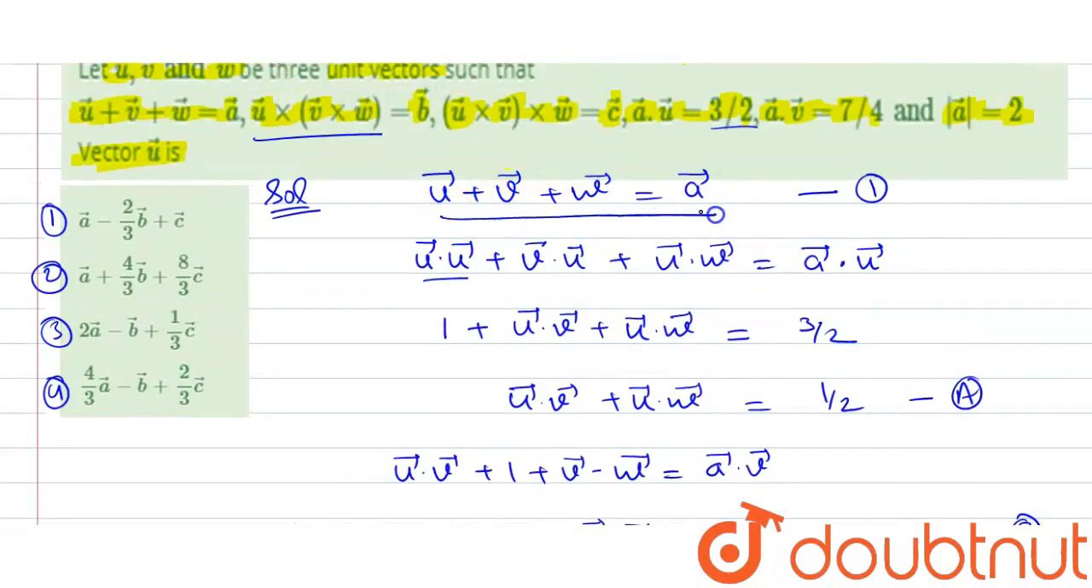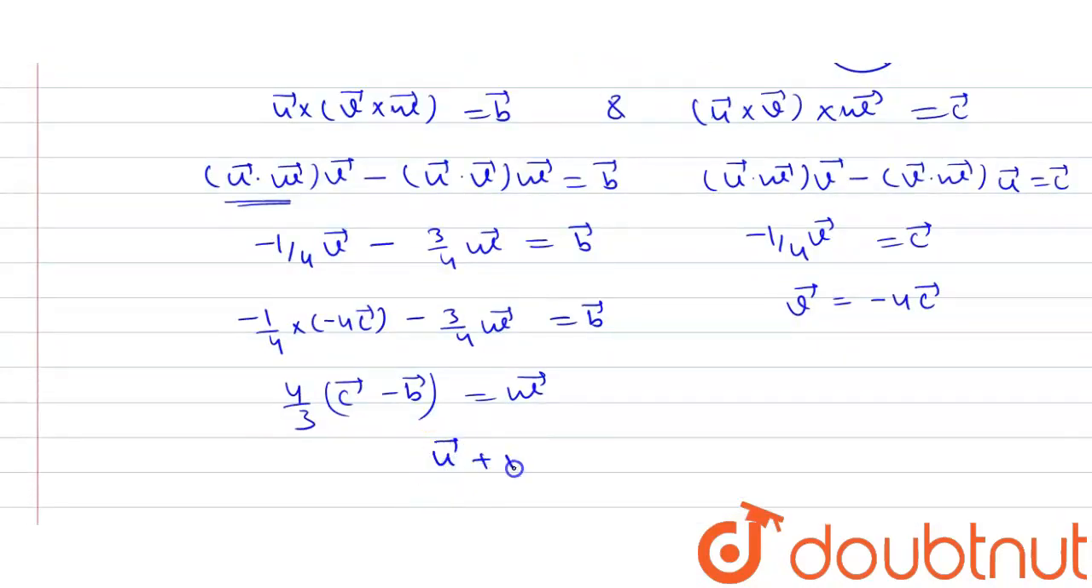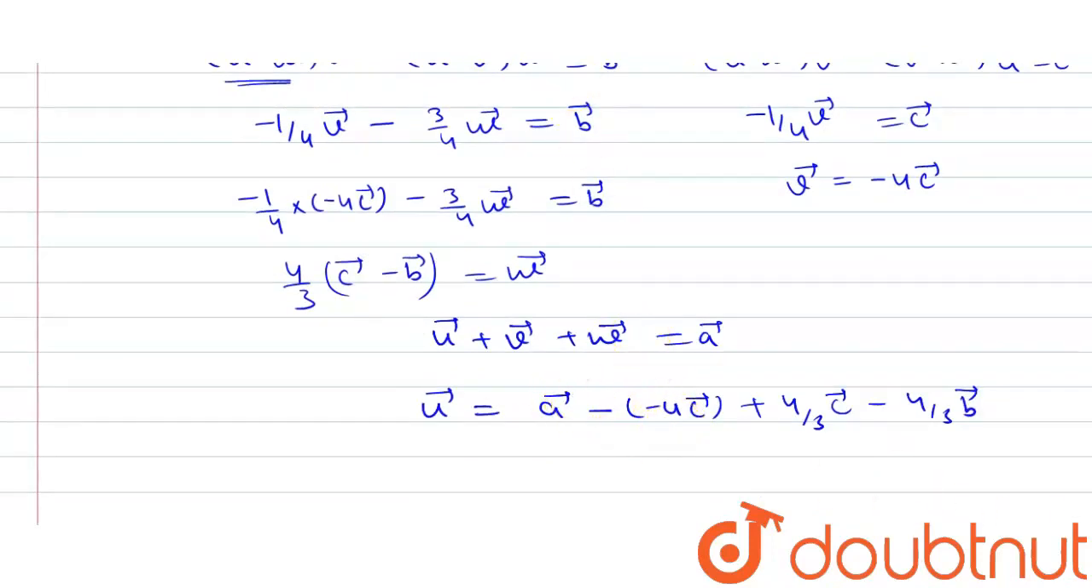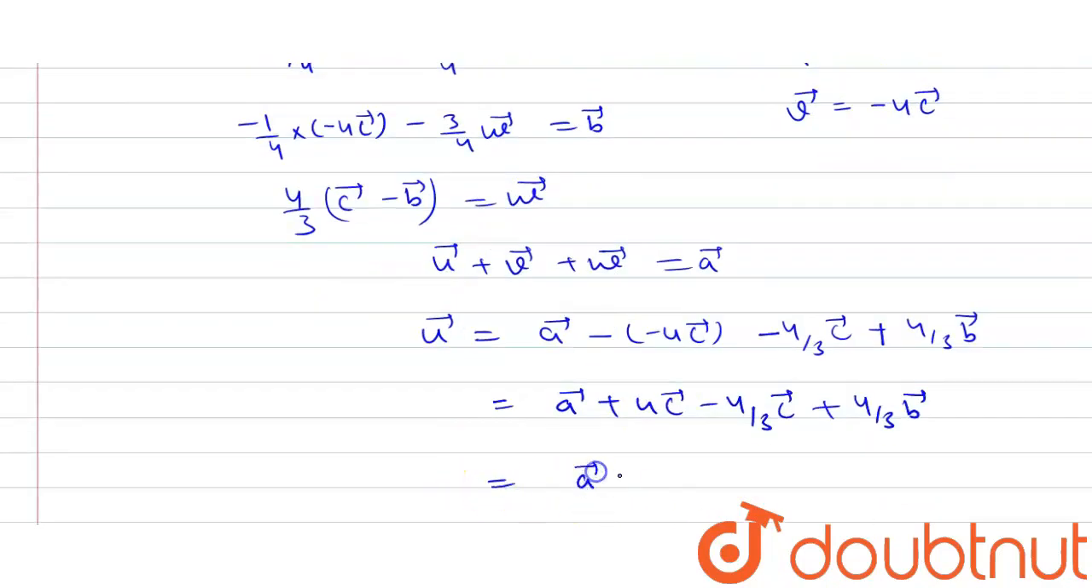Now come back to our first equation: u vector plus v vector plus w vector is equal to a vector. Now put the values of v and w, so you will get u vector value. u vector will be equal to a vector minus v vector value, which is -4c, so here it will be plus 4c vector, and minus w vector value, which is 4/3 (c vector minus b vector). Since w vector comes to the right side, it comes with a minus sign. So it is equal to a vector plus 4c vector minus 4/3 c vector plus 4/3 b vector. So it will come out to be a vector plus (12 - 4)/3, which is 8/3 times c vector, plus 4/3 times b vector. Now this is the value of our u vector.